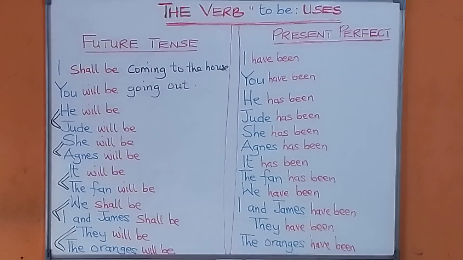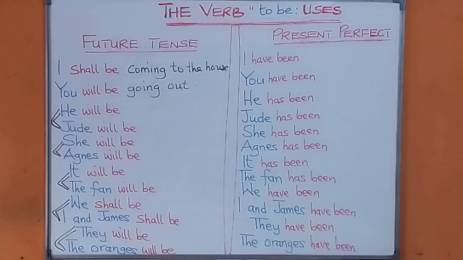Our lessons on the verb to be. If you are a newcomer, a new learner, a beginner, a fresh learner of the English language, now we are looking at how to start making sentences, how to start speaking, how to start writing.